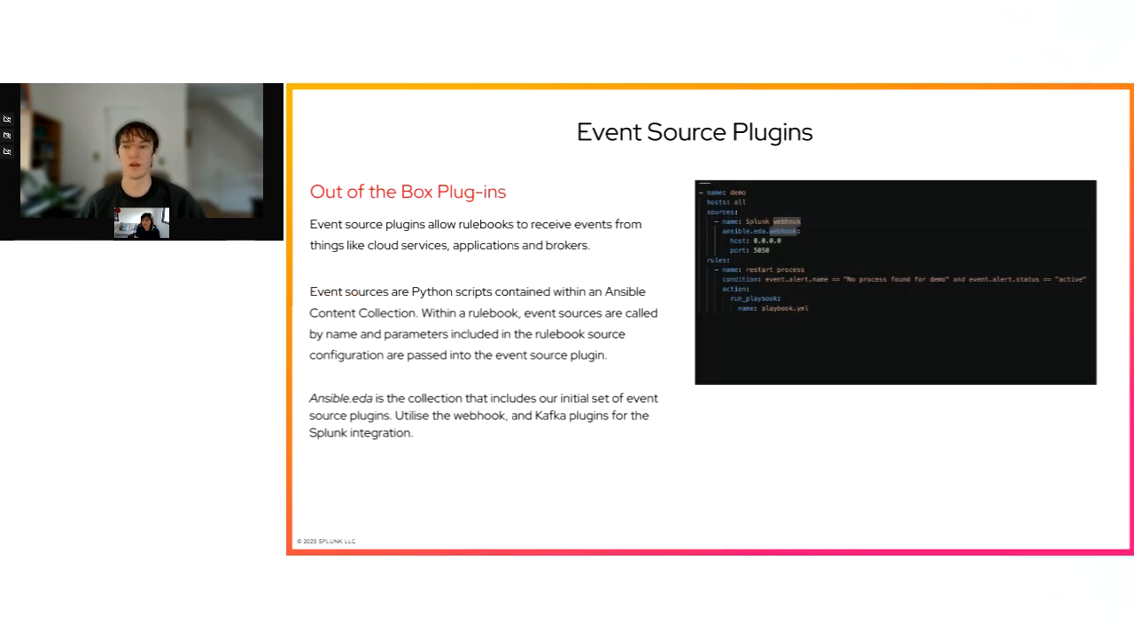And so the event source plugin on the event-driven Ansible side is just a Python module that comes out of the box from the ansible.eda collection. So you don't have to write any custom Python code for this to work. You just configure it with details from your environment and using YAML.